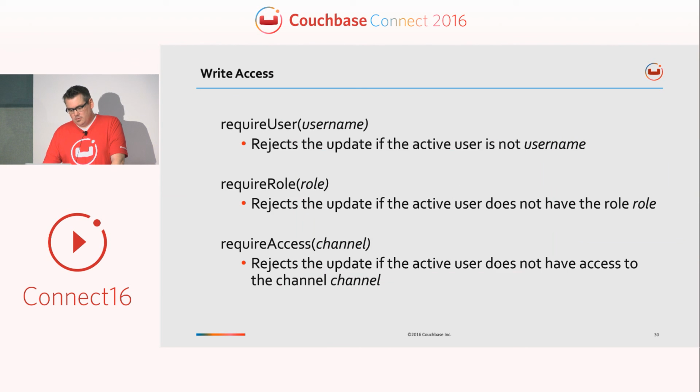There are three main built-in functions that you can use in the sync function to define write access. We've got require user, which is going to reject the update if the active user isn't the user provided. We've got require role, which works similarly except for roles. And we've got require access, which is going to reject the document if the user doesn't have access to the channel stated.